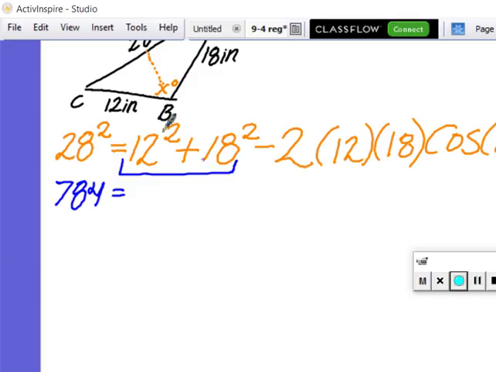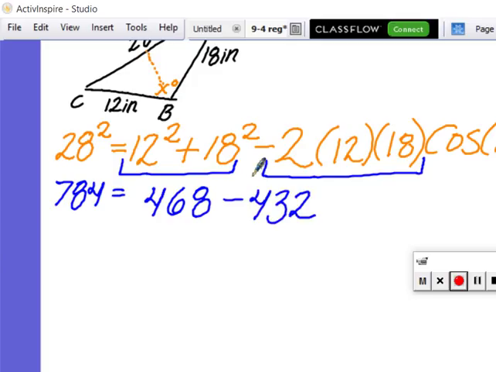People will subtract 2, then times by 12, then times by 18. That doesn't work. You can't do that. But we can add those two together. So 12 squared plus 18 squared is 468. So I just simplified that. Now you can't subtract 2, then times by 12, times by 18, because multiplication comes first. So I want you to actually multiply those together. Negative 2 times 12 times 18 is negative 432.